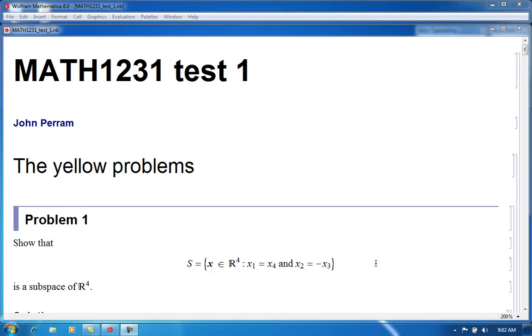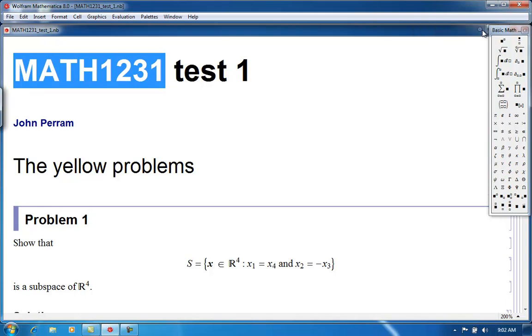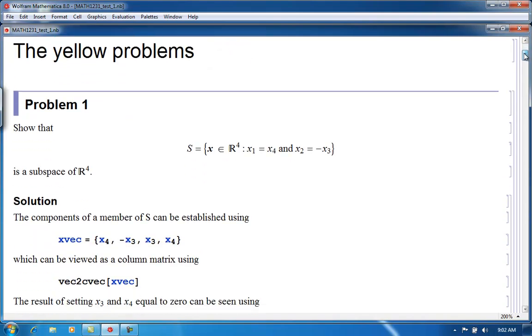Okay, this is John Perham here, and I'm going to now present the solutions to the first test problems in MATH1231 algebra. Get rid of these, we won't need them. Let's start with the yellow problems, and so this is the first one.